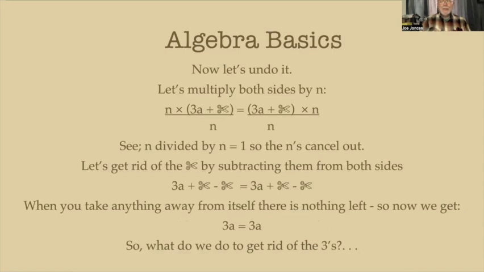Now let's undo it. If we have 3 alpha plus scissors over N, if we multiply that by N, that'll cancel the N. So we end up with 3 alpha plus scissors. Then we subtract scissors from both sides, and we end up with 3 alpha. Is everybody following me so far? Okay, so how do we get rid of the 3 alpha to get it down to alpha? Divide by 3 on both sides. That's basically all there is to it.